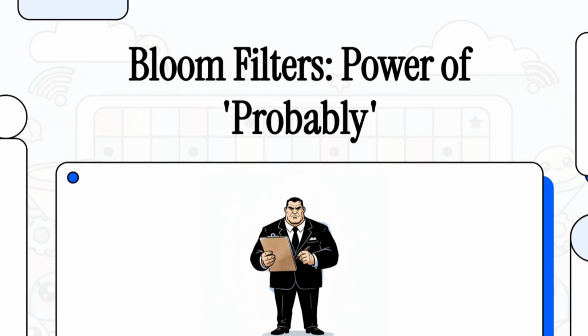So get this. What if I told you that some of the fastest systems on the entire internet, we're talking Google, social media, all the big stuff, they actually rely on being, well, wrong sometimes. It sounds kind of nuts, right?